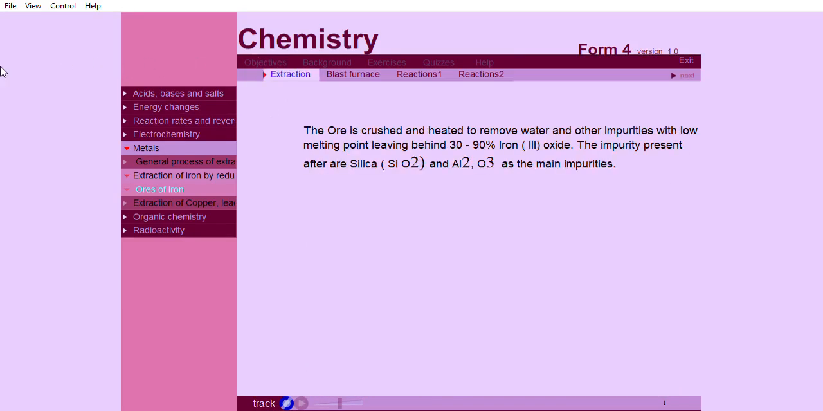The ore is crushed and heated to remove water and other impurities with low melting point, leaving behind 30 to 90% iron(III) oxide. The impurities present after are silica and alumina as the main impurities.